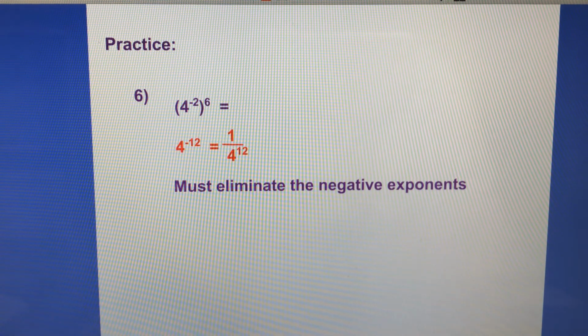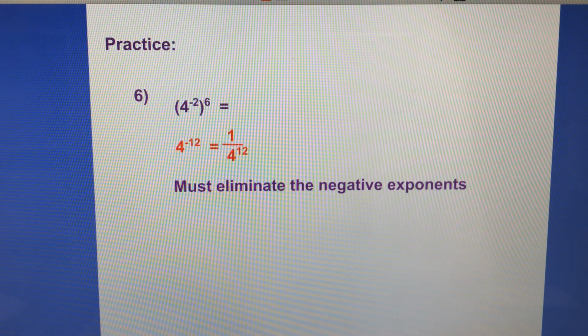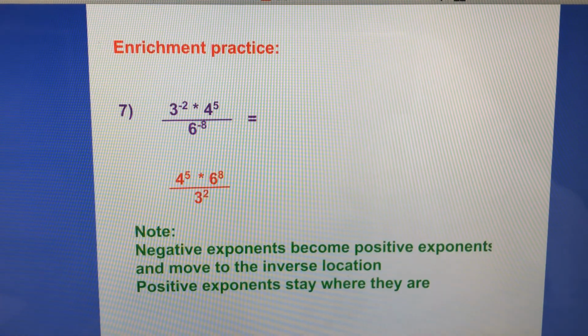4 to the negative 2 raised to the 6th, negative 12, move it to the denominator. Let's have a little enrichment practice. Let's do something a little more fun here.